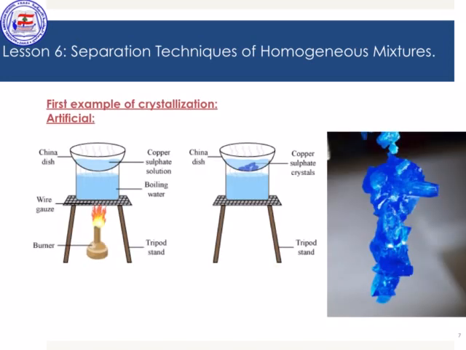The first example that we are going to study about crystallization is the solution of copper sulfate. A solution of copper sulfate is a homogeneous mixture made from copper sulfate and water. In order to separate this mixture, we can use crystallization by heating the mixture using a Bunsen burner, so the water will evaporate and the copper sulfate will remain in the container. It will remain in the form of crystals, as you can see in the picture on the right.